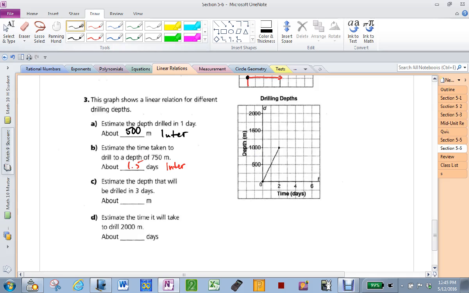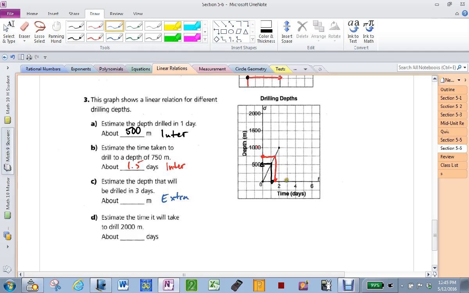So let's talk about those two. For 1 day, I go out to 1 day, I go up, and I go over. For the next one, I go up to 750, and I go out and then down. Cool? Well, 500, 1,000 halfway between is 750, 250 away, right? All right, let's do the next one. 3 days. Is that on the graph? No, so that's extra. How are you going to do it?